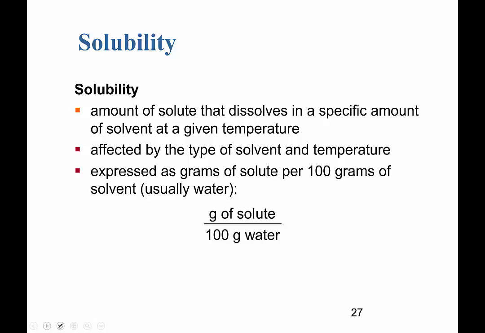Solubility is one way that I can classify a solution, and solubility is telling me the amount of solute that dissolves in a specific amount of solvent at a given temperature. It's going to be affected by the type of solvent and by the temperature. That's why we always designate the temperature. And it's going to be expressed as grams of the solute per 100 grams of my solvent, which is generally water.